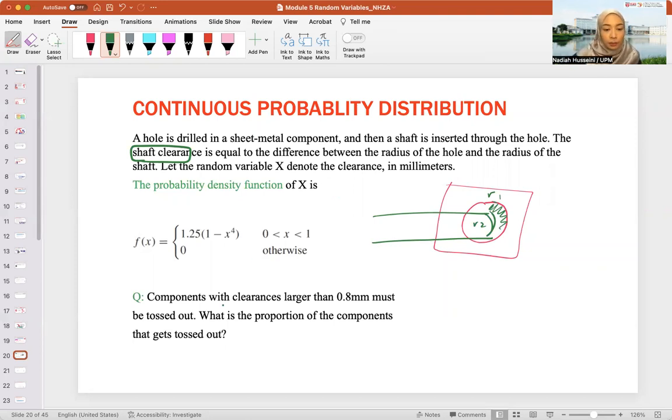Okay, so the question: components with clearances larger than 0.8 millimeter must be tossed out, meaning we don't want them. What is the proportion of the components that gets tossed out? So we want to know the probability of x being greater than 0.8. There's no equal here, it's just larger than. So this is what we're trying to find out.